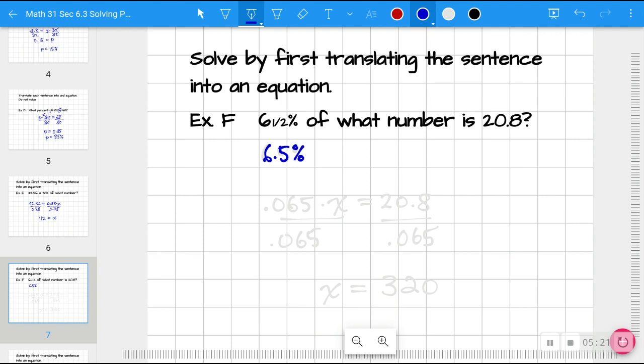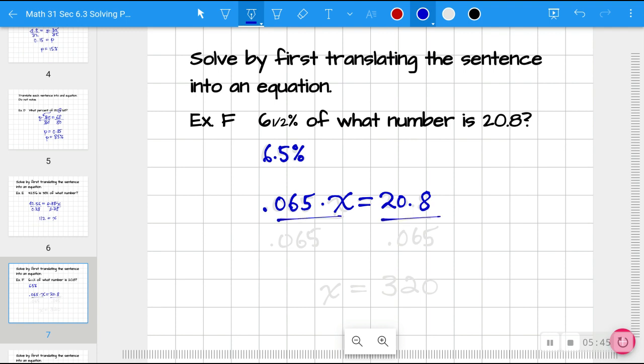Fractions are, if you just take 1 divided by 2 on your calculator, you'll see that that's 0.5. So then it'd be 6.5%. And you slide your decimal 2 spots to the left to get this value. Of what number equals 20 or is 20.8? The equal sign and the "is" are the same thing.